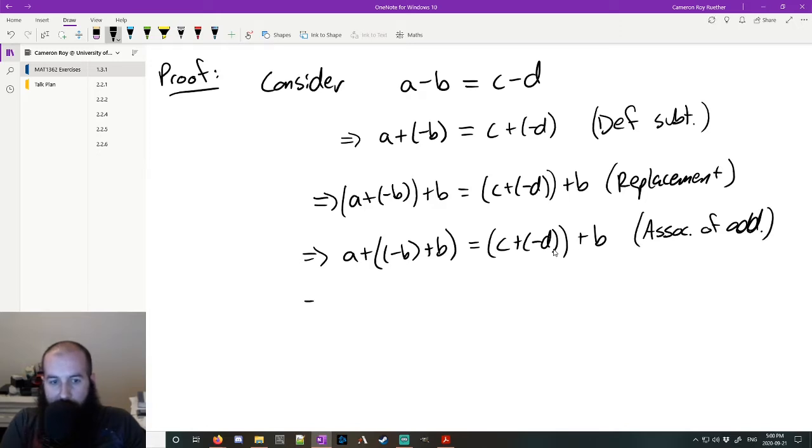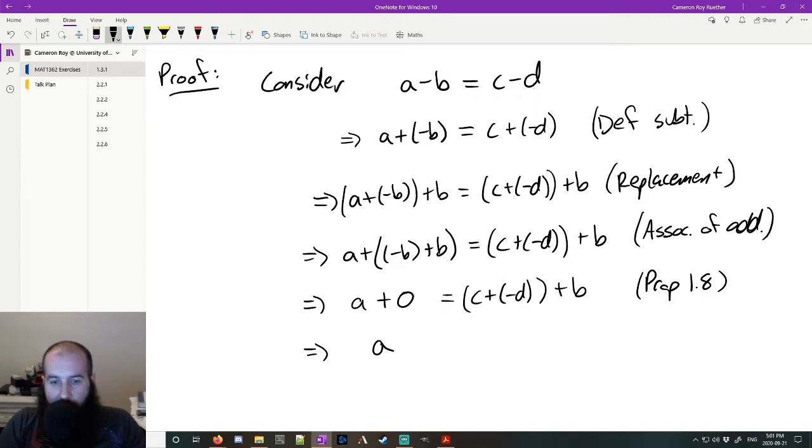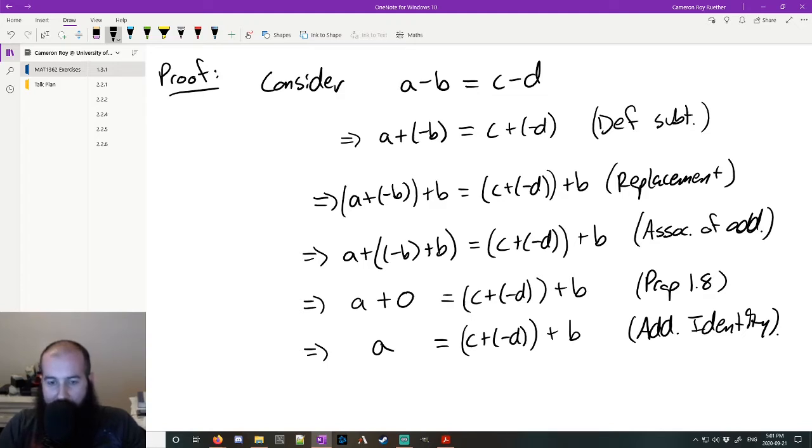And now negative B plus B is equal to 0. And this one is proposition 1.8. Then A plus 0 is equal to A by the additive identity. So all of these steps you can see have, in some sense, moved this additive inverse of B to the other side as a B.